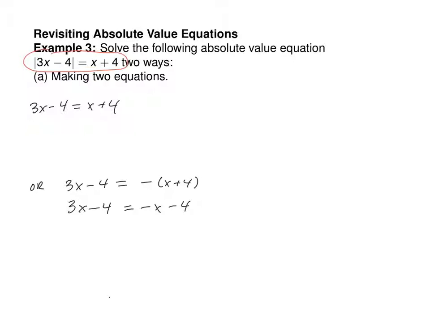So for the first one, we get 2x equals 8. Does that make sense? Was that too fast? No. And then x equals 4. The second one we get 4x equals 0, so x is equal to 0.